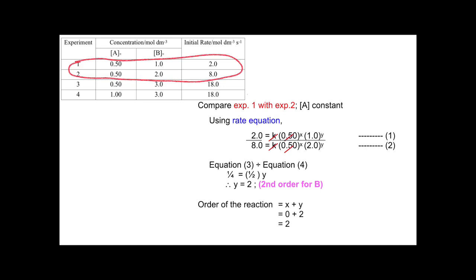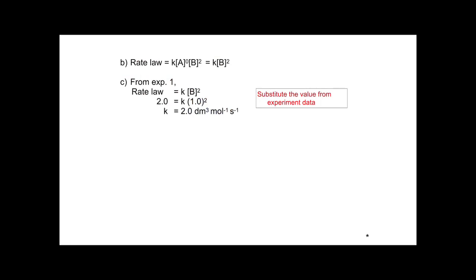So 2 bahagi 8 sama dengan 1/4. 1 bahagi 2 sama dengan 1/2 kuasa Y. Menggunakan log, kita kena selesaikan dan kita akan dapat Y equal to 2. So, reaction is second order with respect to B. Untuk kira overall order of reaction, kita akan tambahkan X dengan Y. So, X tambah Y, 0 tambah 2 sama dengan 2. Okey, soalan seterusnya dia minta kita tuliskan rate law. So, kita akan tulis rate equal to K, concentration A kuasa 0, concentration B kuasa 2.